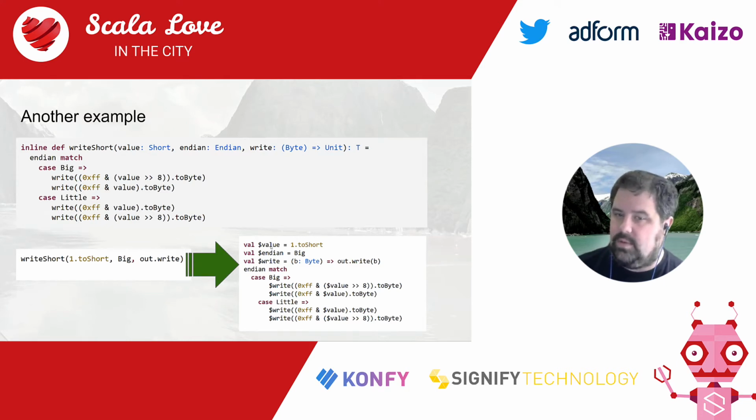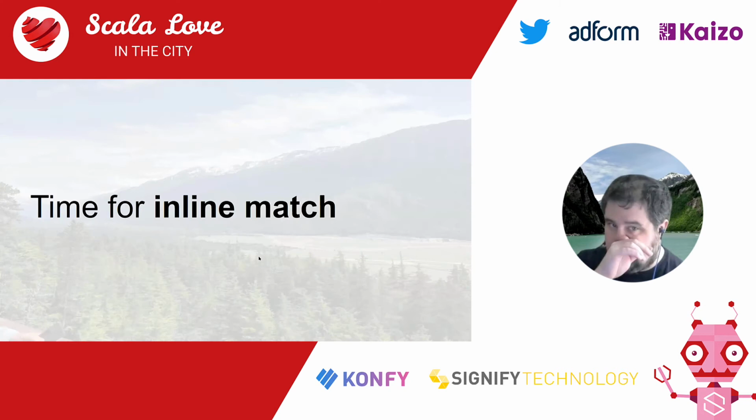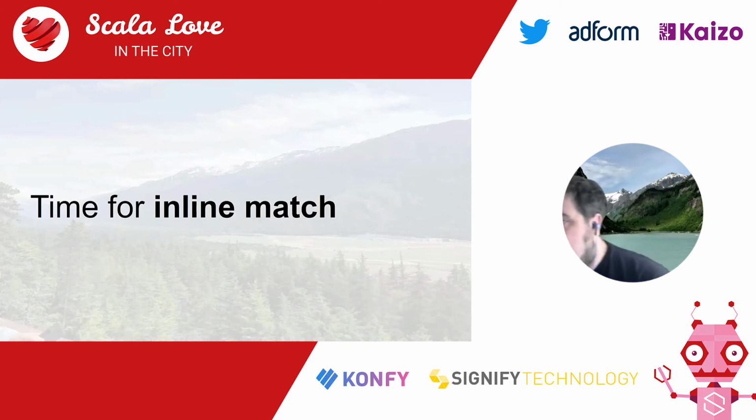Well, it's not going to work out of the box here because, again, I have those argument semantics of call by value. So effectively what this looks like, and I'm fudging, is I say the value is 1, the endianness is big, and then write is this particular mechanism. And so I actually inline this whole code directly. Not ideal. Let's use a new inline mechanism.